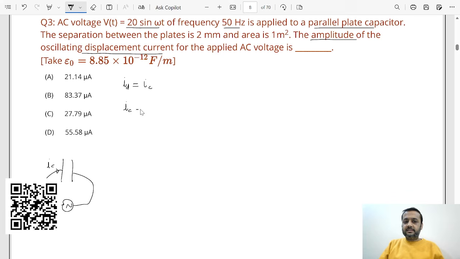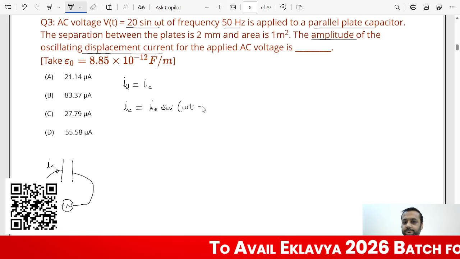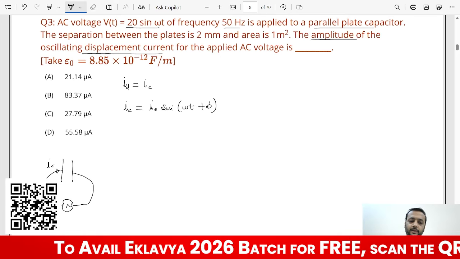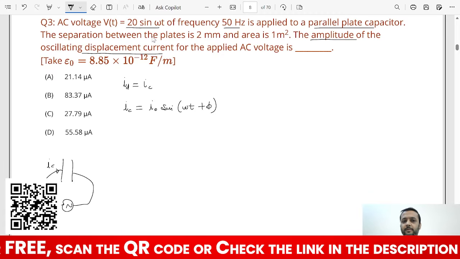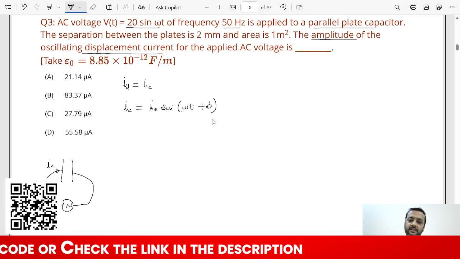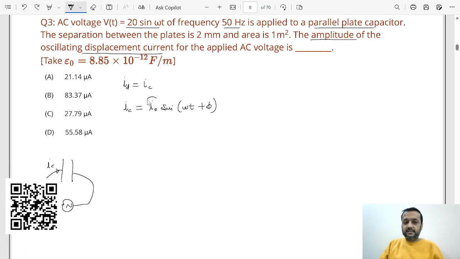What is the conduction current? It is nothing but the current which flows in a simple capacitive AC circuit. You might recall that this current can be written as I naught sine of omega t plus phi, the same current that you learned in simple AC circuits. This is a pure capacitive circuit, so phi will be pi by 2, because the current leads the voltage by a phase of pi by 2. Anyway, in this question the value of phi is not required. We have to find this peak value of the conduction current, and this will also be the peak value of the displacement current, because at any time displacement current is always equal to conduction current.